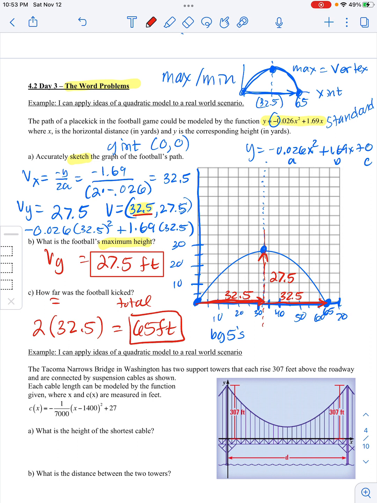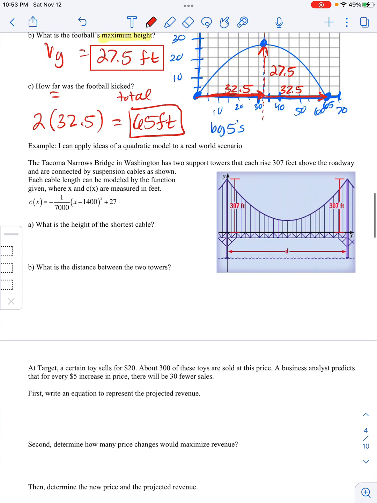So you're not doing any different math. The key is to figure out what kind of formula it is. It's a standard form. And then just think about what they're asking. Don't make it harder than it is.